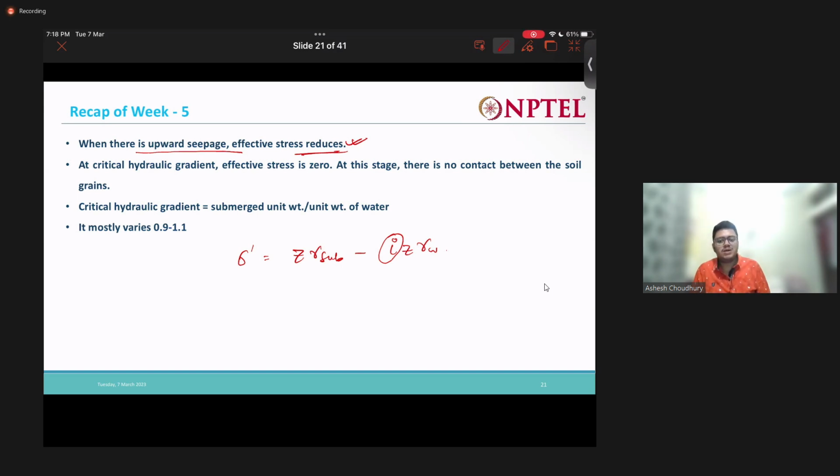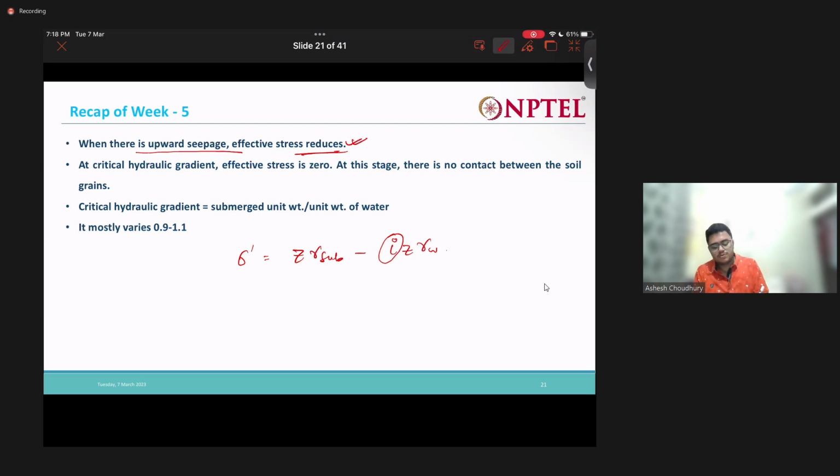Effective stress becoming zero means the soil is losing the points of contact, means there is no contact between the particles. The soil will actually flow just like water because there is no contact between the particles. You can understand that, right? If there is no contact between the particles, it cannot take any load. The soil is not taking load.